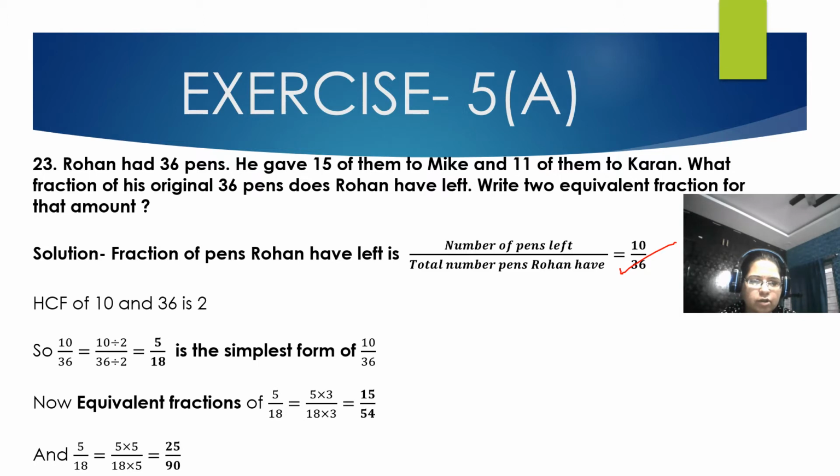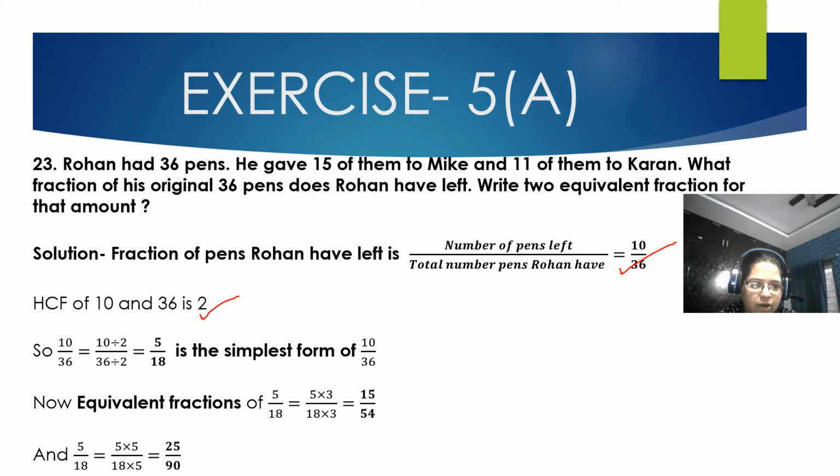First we have to convert this fraction into simplest form. So first find the HCF, highest common factor, of 10 and 36. Highest common factor of 10 and 36 is 2, as 10 is 2 multiplied with 5 and 36 is 2 multiplied with 2 multiplied with 3 multiplied with 3. So only 2 is the common factor. So the highest common factor of 10 and 36 is 2.